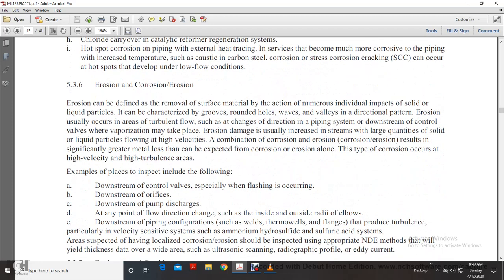Erosion, corrosion, and erosion. Erosion can be identified as removal of surface material by the action of numerous individual impacts of solid or liquid particles, characterized by grooves, round holes, waves, and valleys in a directional pattern. Erosion usually occurs with turbulent flow, such as a change of direction in the piping system or downstream of control valves, where vaporization may take place. Erosion damage is usually increased in streams with large quantities of solid or liquid particles flowing at high velocity. Combined corrosion and erosion results in significantly greater metal loss than can be expected from corrosion or erosion alone. This type of corrosion occurs in high velocity, high turbulence areas.